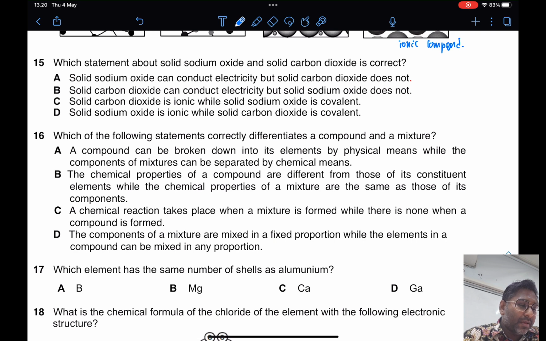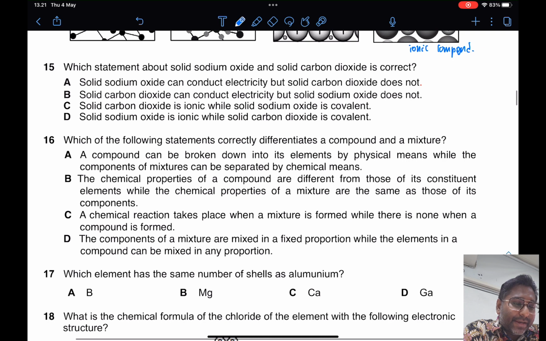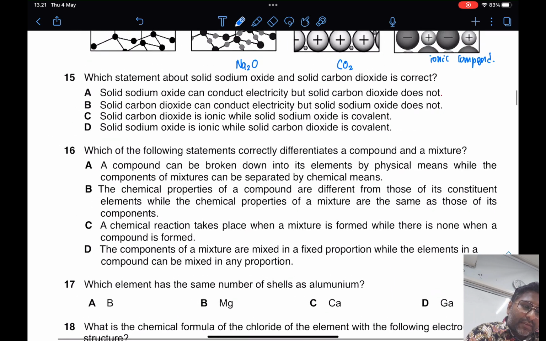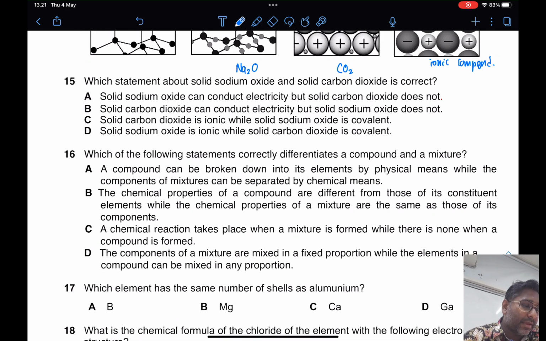Now 15. Which statement about solid sodium oxide and solid carbon dioxide is correct? Sodium oxide, Na2O, and carbon dioxide. Solid sodium oxide can conduct electricity? Please remember, just now I told you, sodium oxide is an ionic compound. So if they are solid, they cannot conduct electricity. So statement A is wrong.